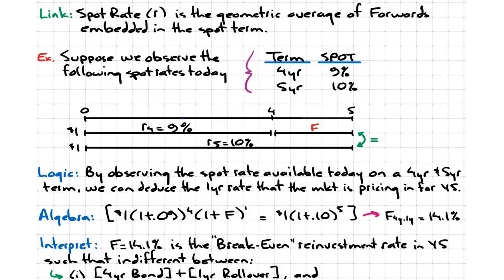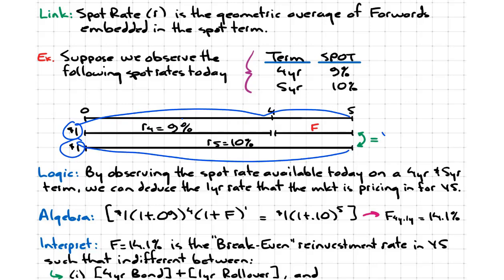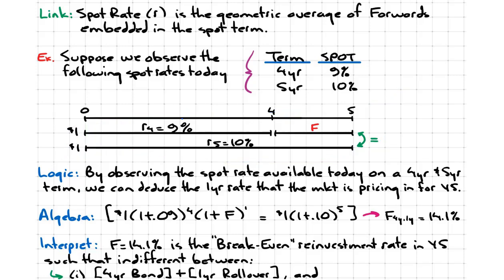Because the money markets are efficient, whether you invest your $1 for 4 years and roll it over for 1 extra year, or whether you take your $1 and just invest it for 5 years, at the end, these two approaches should have the same ending value, because in both cases, you're investing for a total of 5 years. So now what we're going to do is take this diagram framework and convert it into algebra, which will then help us solve the value for the forward rate.